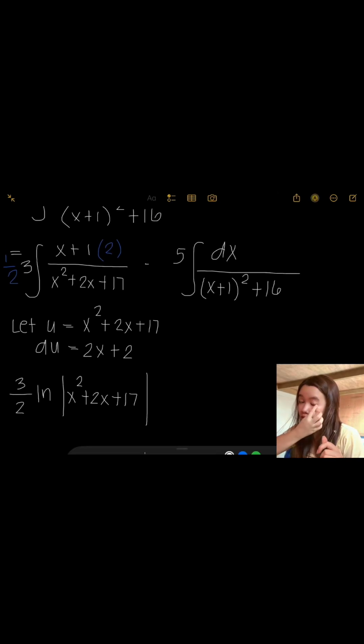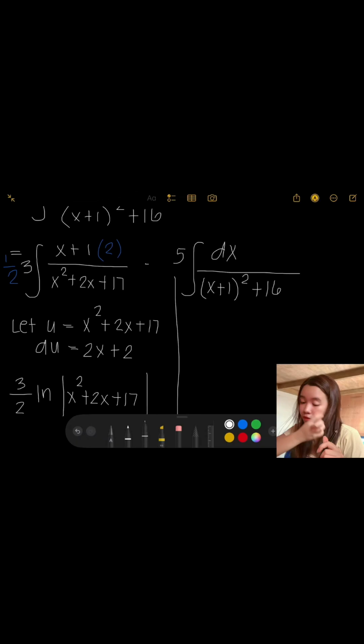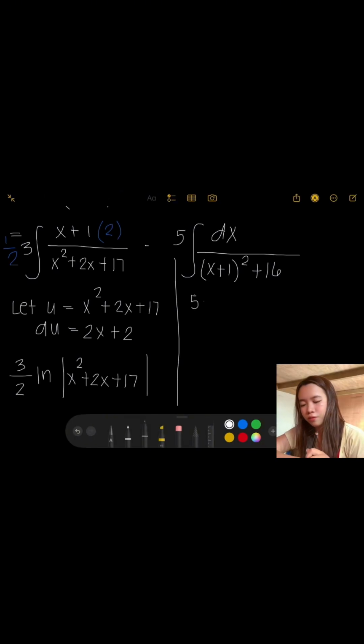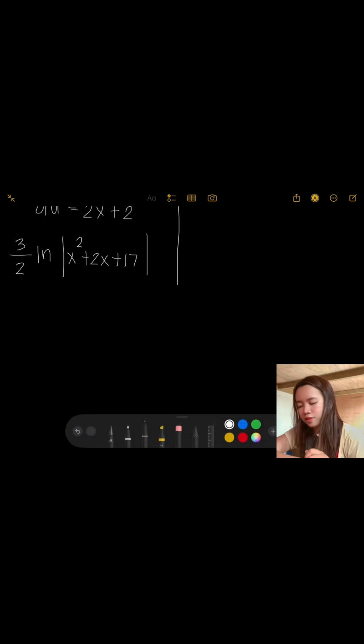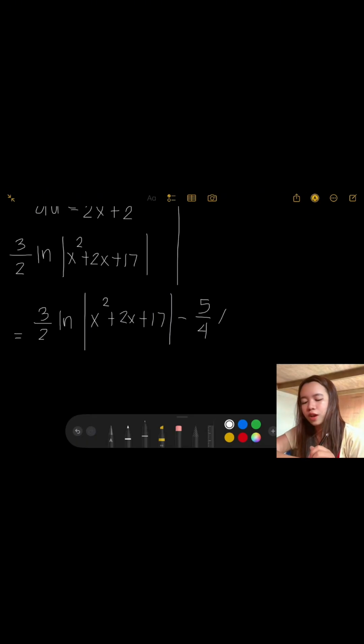Now we will integrate the 5 integral of dx over x plus 1 squared plus 16. We know that this is arctan, so we will just input the formula. So 5 over 4 arctan x plus 1 over 4. Our final answer will be 3 over 2 ln x squared plus 2x plus 17 minus 5 over 4 arctan x plus 1 over 4 plus c. So this is now our final answer.